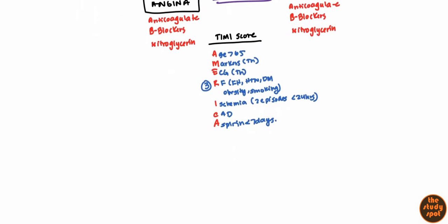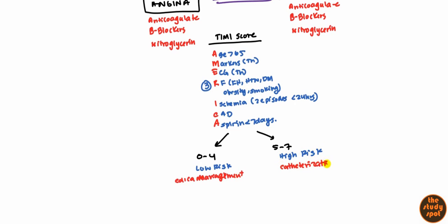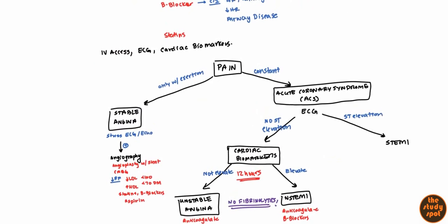So when you apply this score, they get a score between 0 to 4 or 5 to 7. 0 to 4 means they're low risk, so they can be managed with medicine alone, which is what we're doing up here: the anticoagulants, the beta blockers, and nitroglycerin. And if it's between 5 and 7, these patients are considered high risk and they need to get cardiac catheterization. And again, we'll talk about that in a little bit.